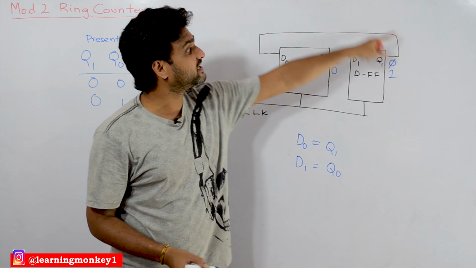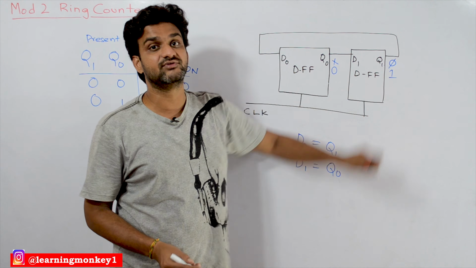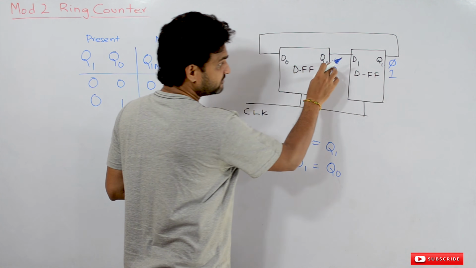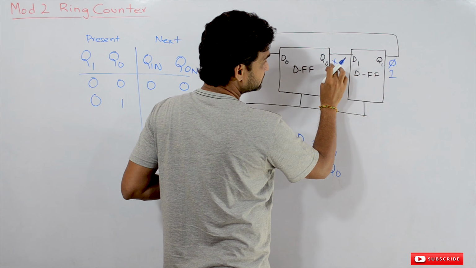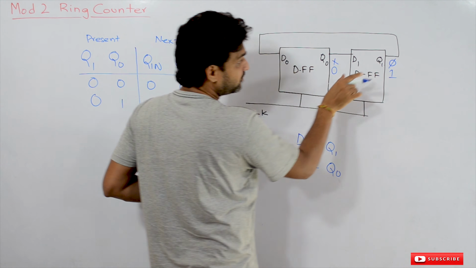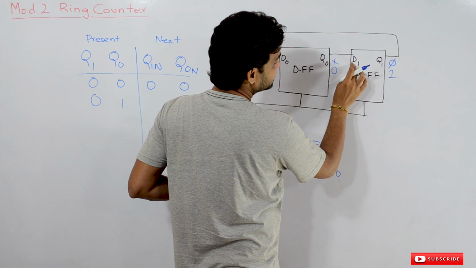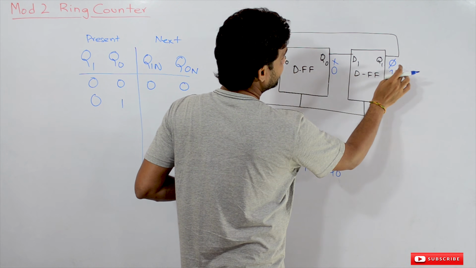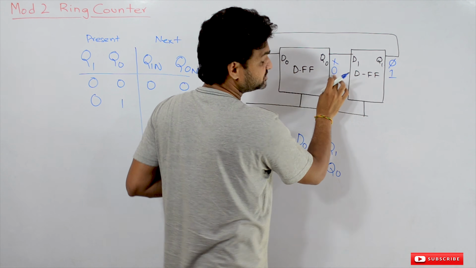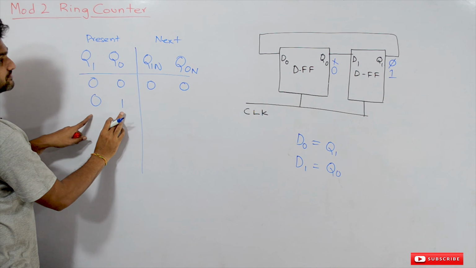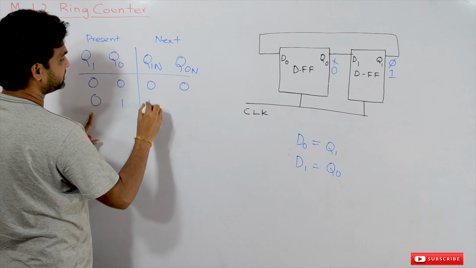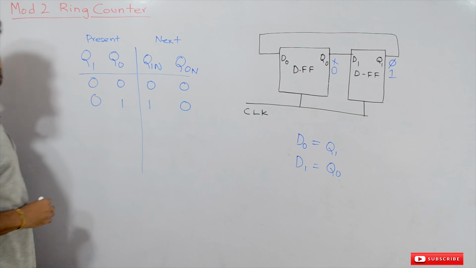In the next clock cycle, this 1 will come here and this 0 will go there. Are you able to get the point? So whenever the values at Q0 is 1 and Q1 is 0, if you provide a clock cycle, this 1 is provided as the input to this, so it will become 1, and this 0 is provided as the input to this, and this 1 will be changed to 0. So whenever the present values are 1, 0, the next value at Q1 is going to be 1 and the other one is going to be 0.